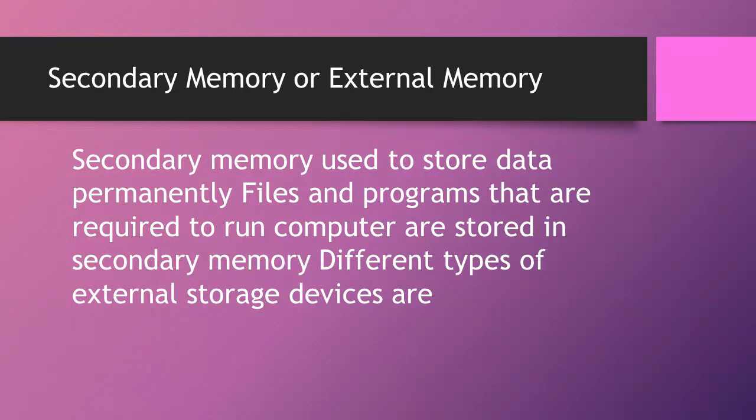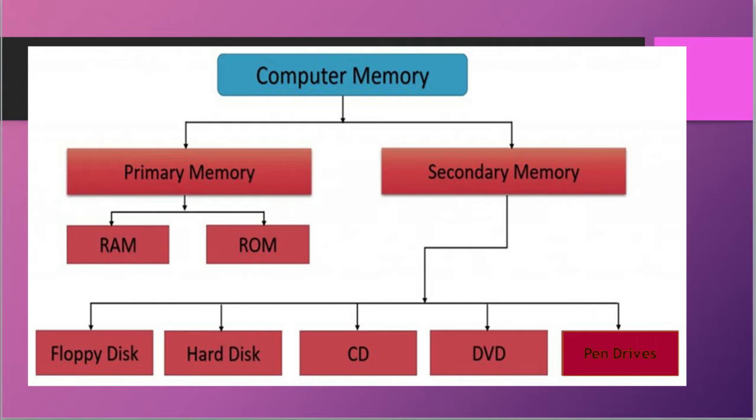Secondary memory. Secondary memory is also called external memory. Secondary memory is used to store data permanently. Files and programs that are required to run the computer are stored in secondary memory. There are different kinds of external storage devices that are used to store data. Different types of secondary memory are floppy disk, hard disk drives, CDs, that is compact disc, DVDs, and pen drives.